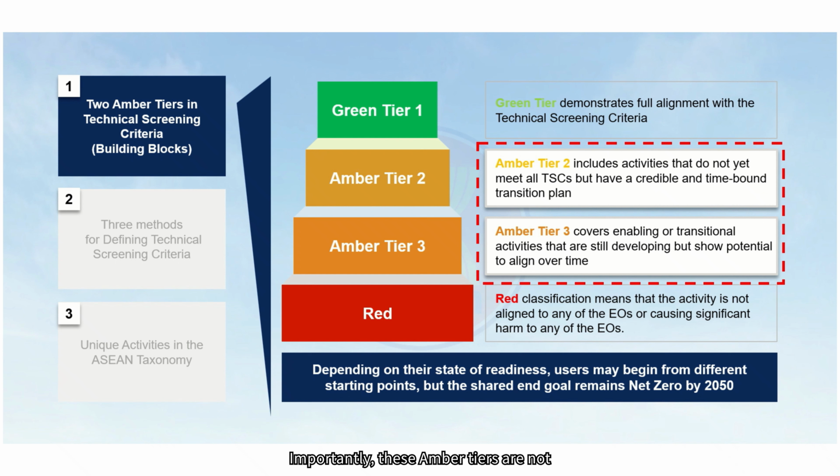Importantly, these amber tiers are not static. As technology advances across ASEAN member states, the criteria for amber classifications will gradually tighten and, over time, be phased out, a process known as sunsetting.